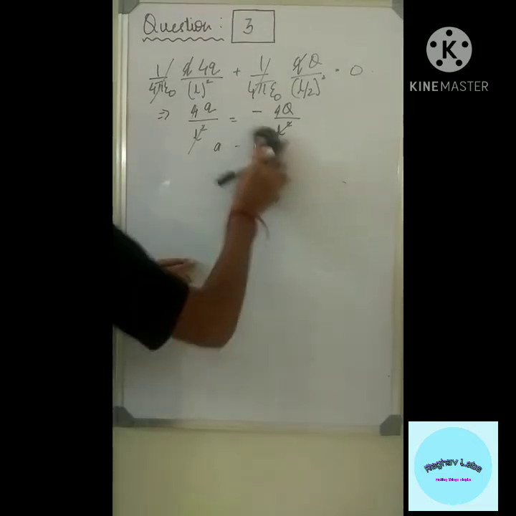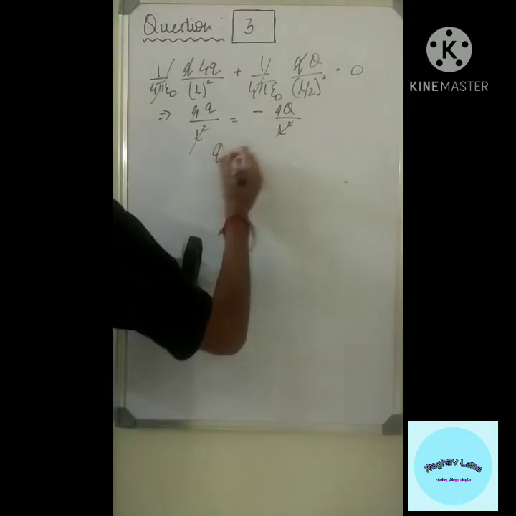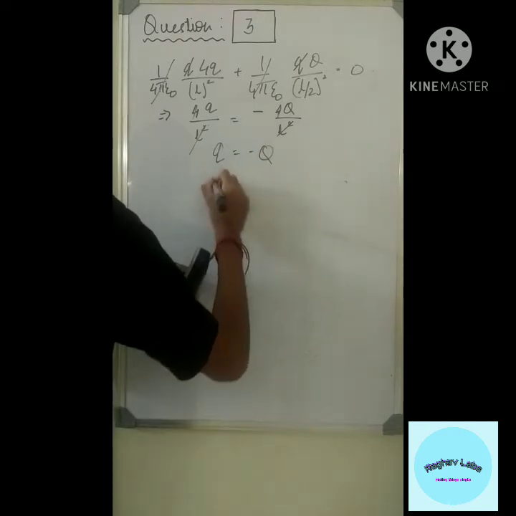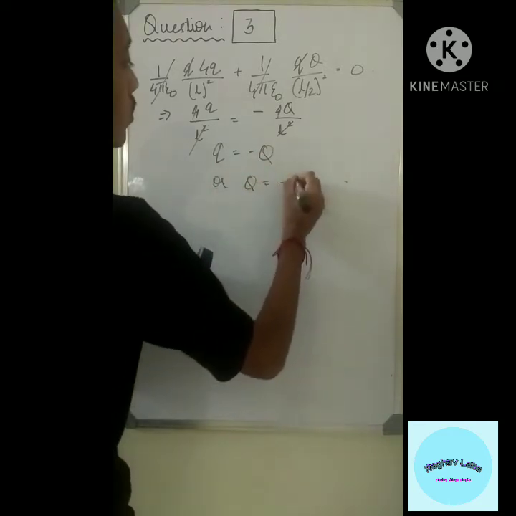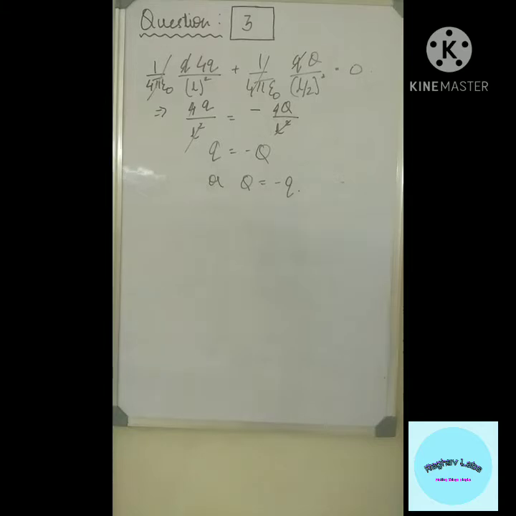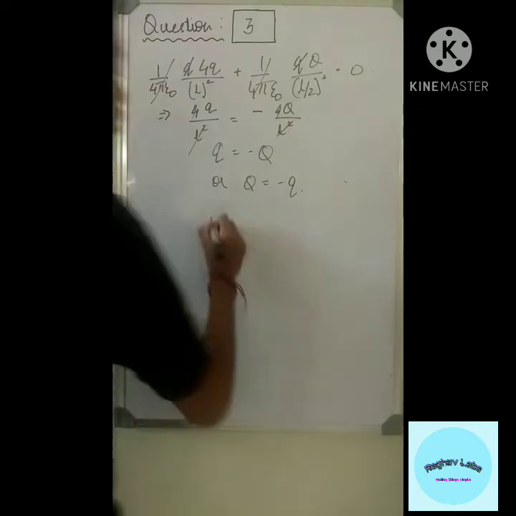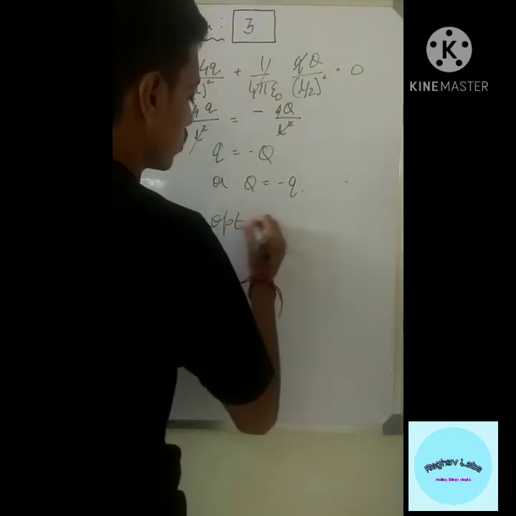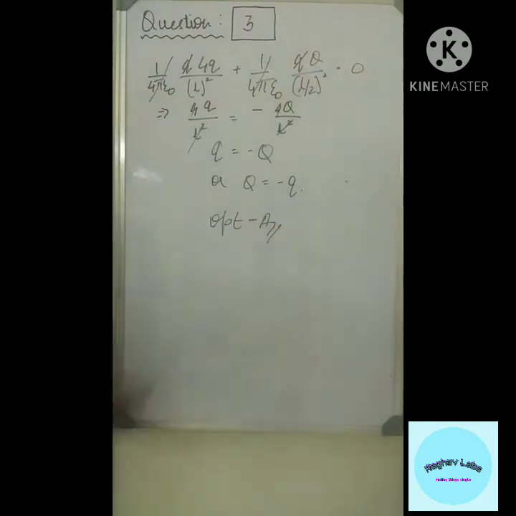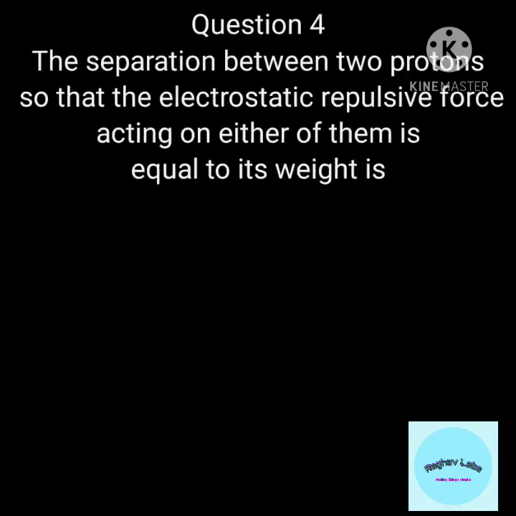The final answer is the value of big Q for the resultant force on small q to be 0 is minus q. And what is the option there? Option A or B? Option A, right?